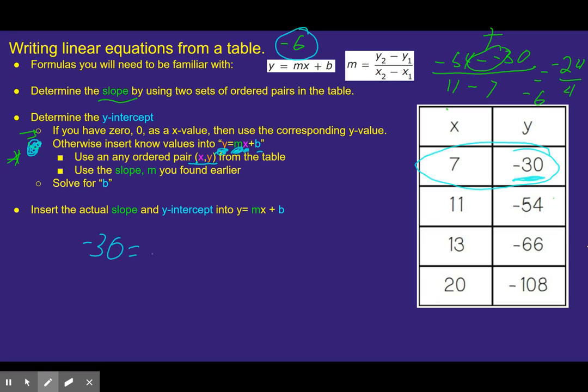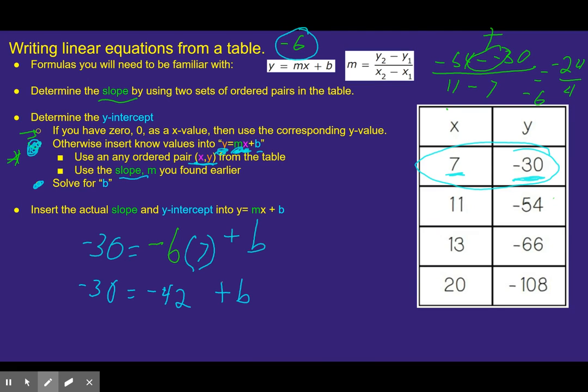It's negative 6 times my x value, which is 7, equals, not equals, I'm sorry, right? That's just plus b. All right, so we use the x and y, we use the slope that we found earlier, and now it's just a matter of what we did, I think, the 3rd week of school, where we were solving for a variable, maybe 4th week. So here we go, negative 30 equals negative 6 times negative 7, that'd be a negative 42 plus b.